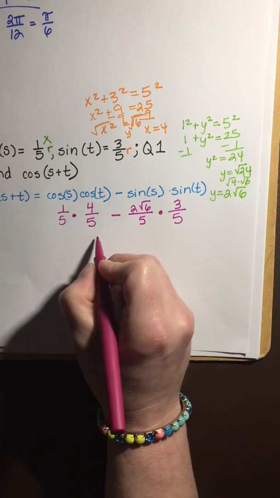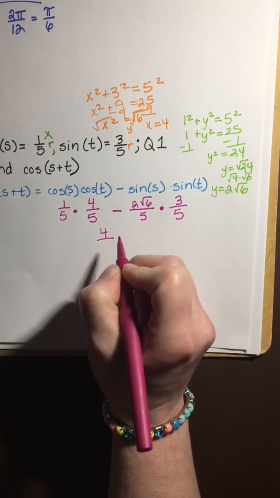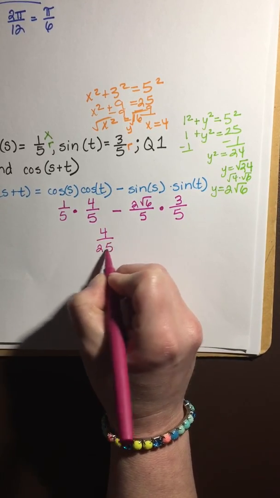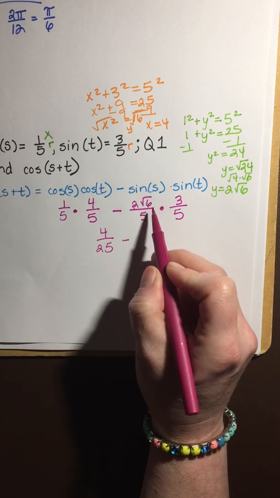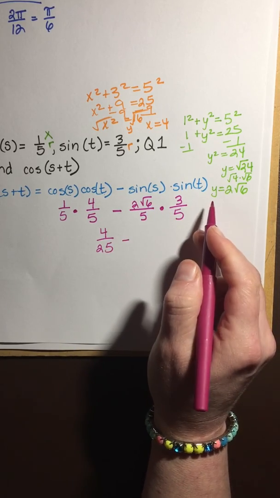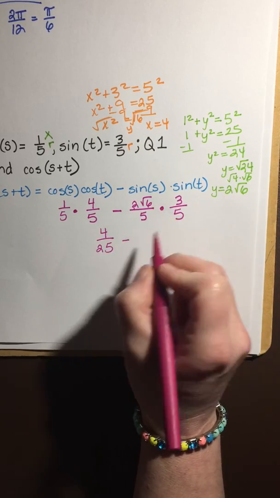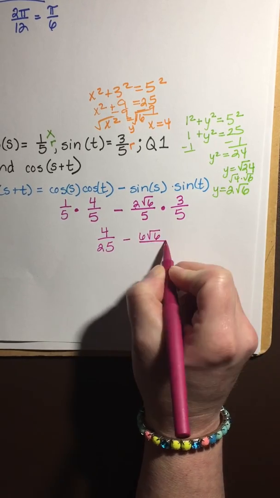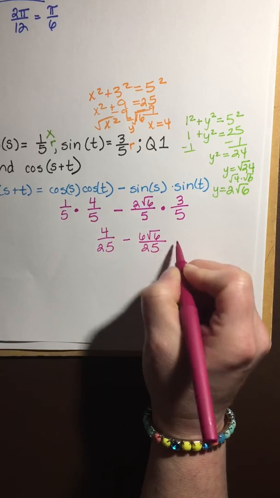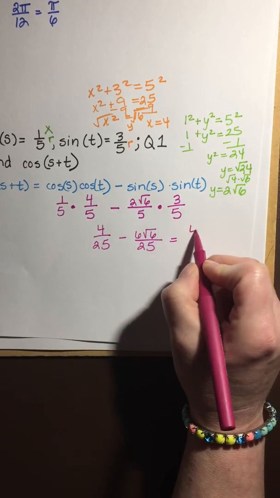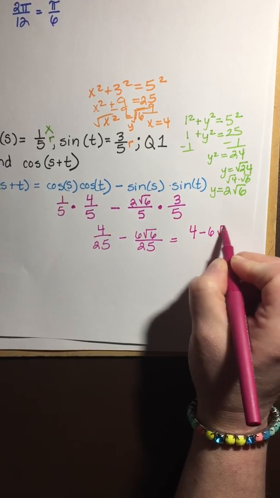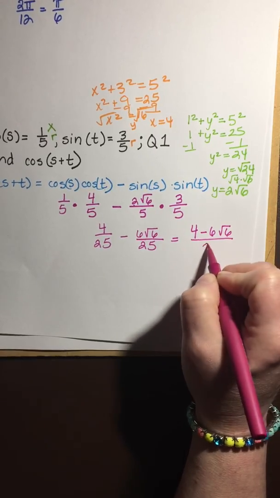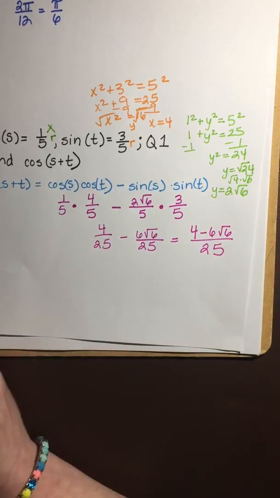All right, 1 times 4 is 4. 5 times 5 is 25. And then 2 times the square root of 6 times 3, you do the 2 outside here. 2 times 3 is 6. So that's 6 times the square root of 6 over 25. And then I'm going to put those together. That'll be 4 minus 6 times the square root of 6 over 25.